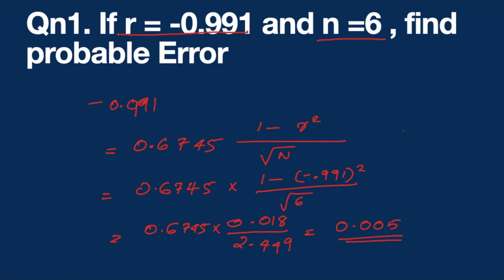Now, if you look at those two values, we got a very small probable error. Probable error is 0.005, and we already have our correlation coefficient, which is negative 0.991. So we could obviously say it is more than 6 times its probable error, or that the value of the correlation coefficient is more than 0.5 and the probable error is very low. We could say this correlation coefficient is significant. Okay, so this is very simple.